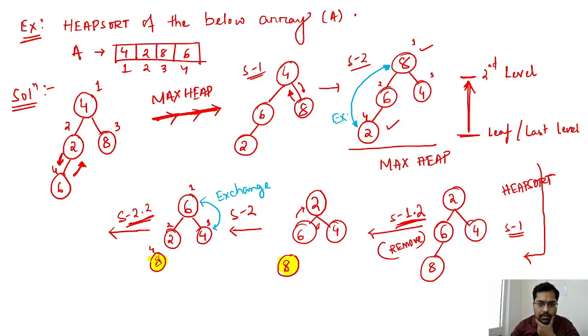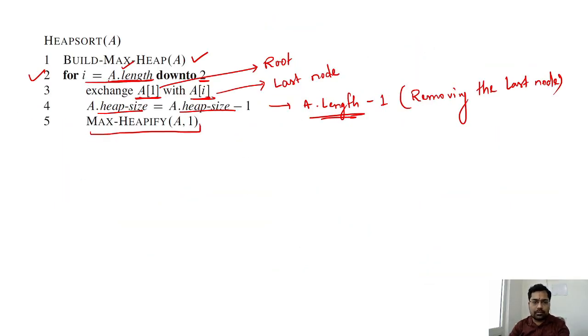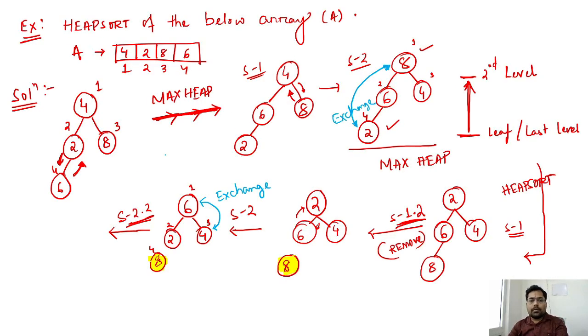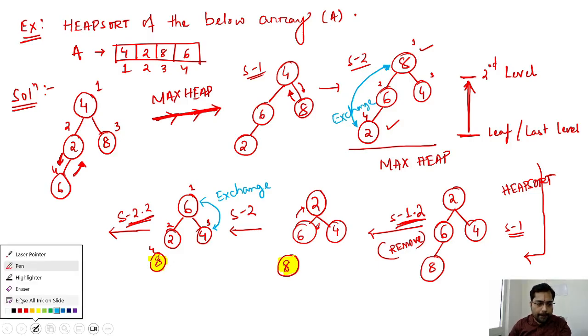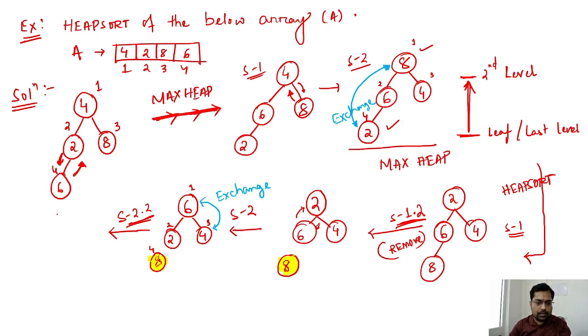Here I am writing: exchange the first node with the last node. Okay, now you focus here. 4 will be written there, 2 will be written as it is, 8 will be written as the last, and 6 as well. Here I am just writing the indices, because indices are more important to display these elements.